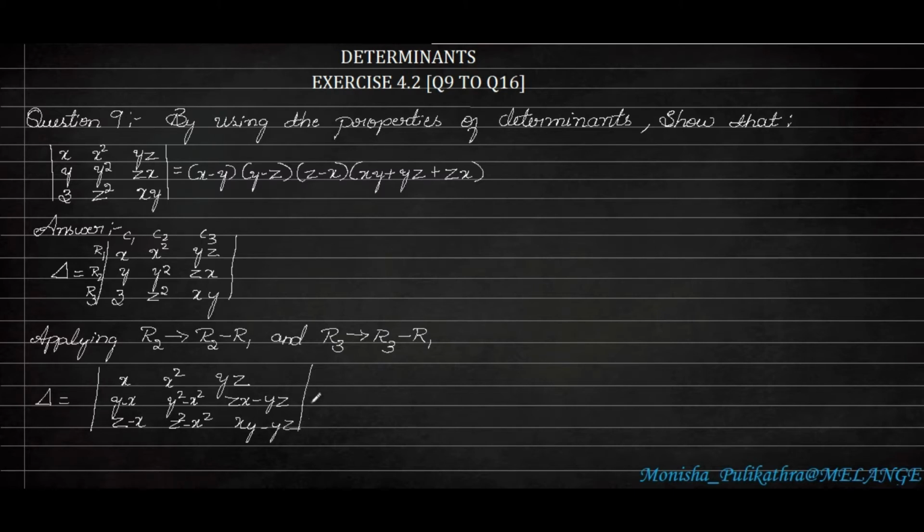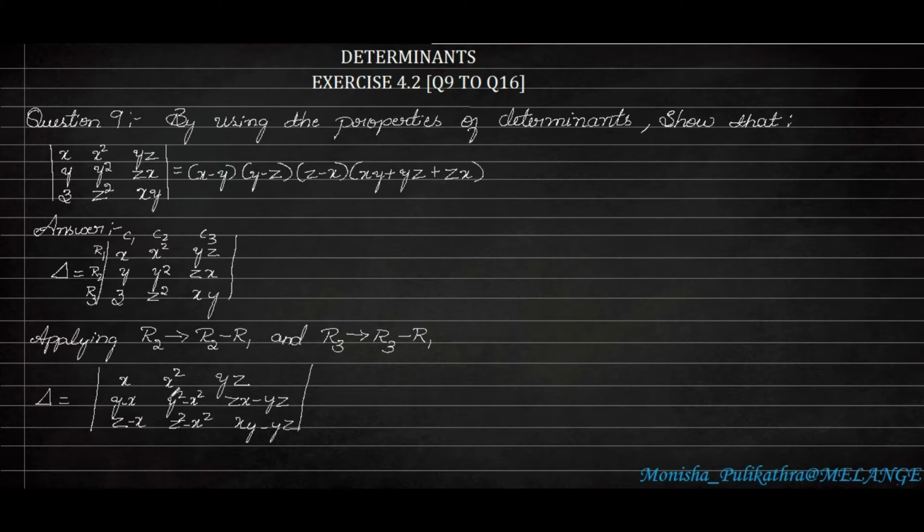Okay. So next we have to take x minus y outside. Here it is y minus z. So we have to take x minus y outside and y minus z outside. Okay, and then z minus x. So this is in the form of z minus x. Okay, let this be as it is.